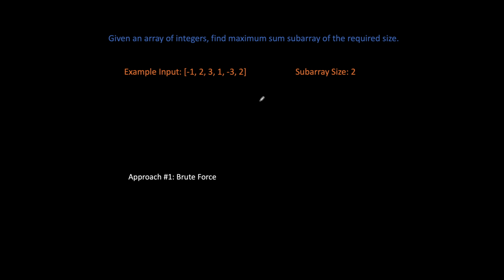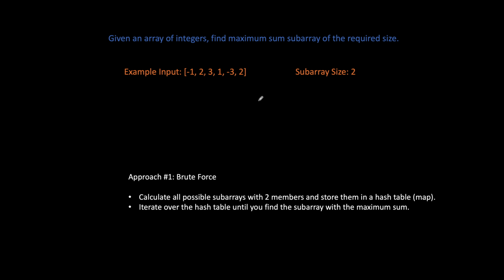Now let's analyze the brute force approach. We're going to start by calculating all possible subarrays with two members and store them in a hash table. Another tip here, a hash table or a hash map or a map are all the same things. Different programming languages prefer different terminologies, but they are always the same. Then we're going to iterate over the hash table until we find the subarray with the maximum sum. So let's go ahead and do it.